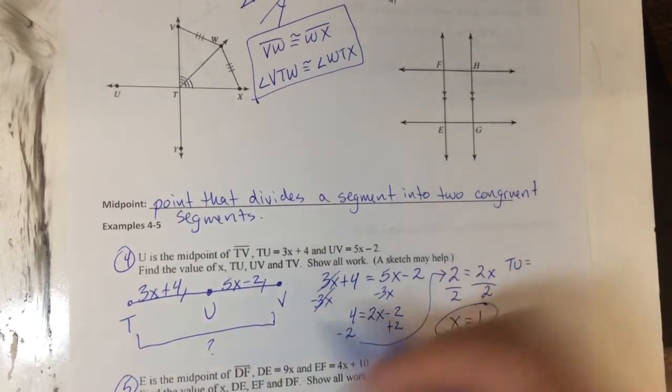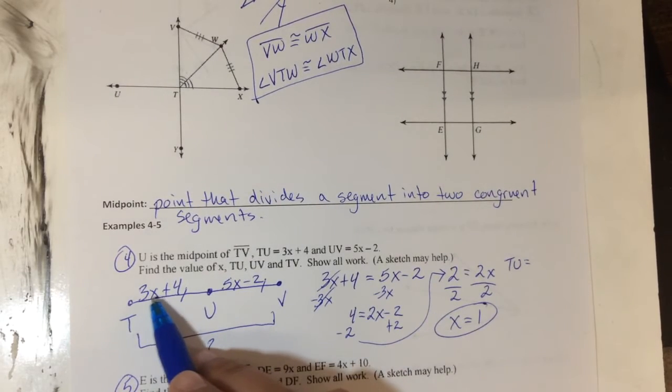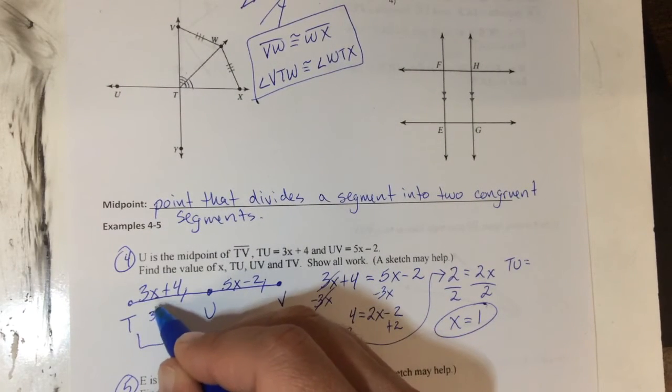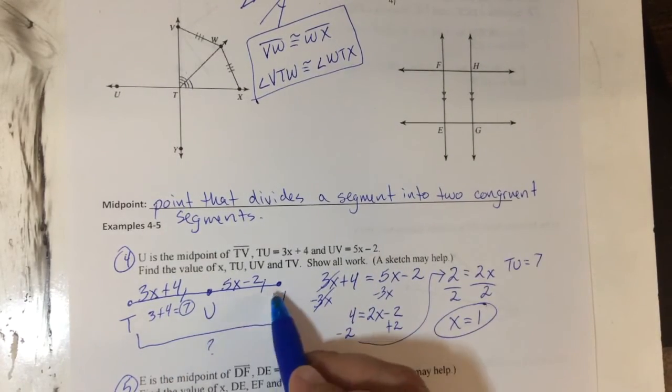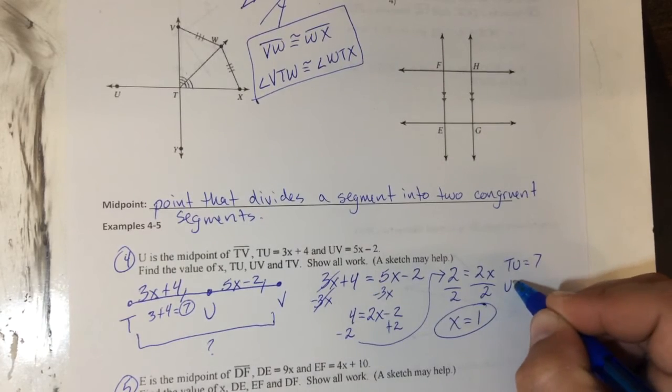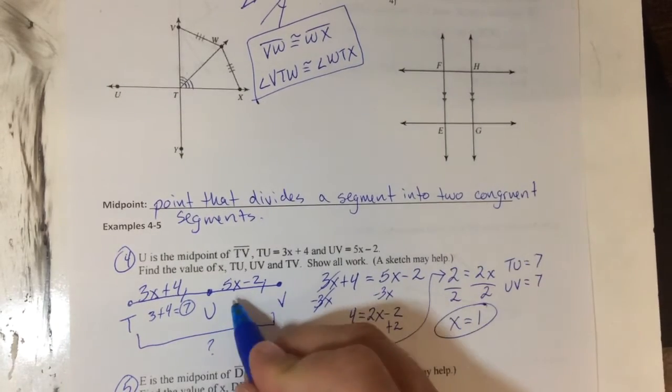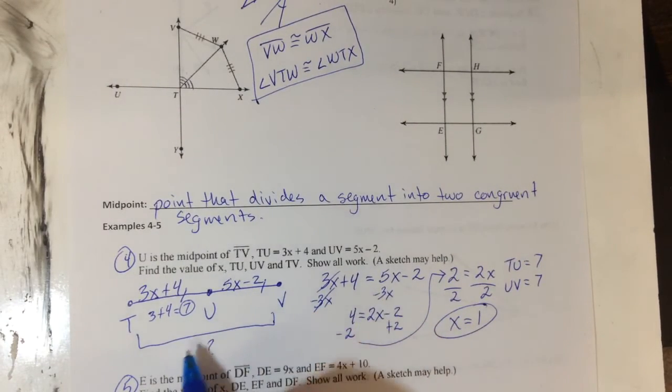So TU, we're just going to plug 1 in for x here. 3 times 1 is 3. 3 plus 4 is 7. Since you use the midpoint, UV will also be 7, but I'll show you how that works out by plugging it in here. Okay.